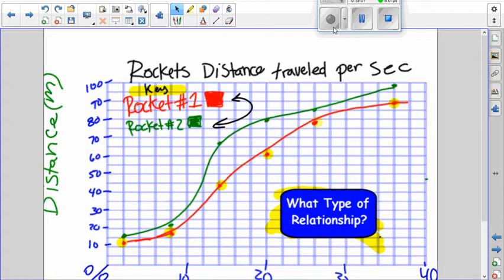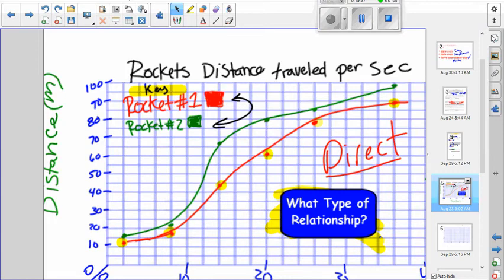So here, as time goes up, as we go to the right, what do the rockets do? They go up, right? Okay, so if they're both going up, what kind of relationship is that? Direct. You got it. This is a direct relationship. On your quiz, you won't have to write that on your graph. I will give you a place where you can just circle direct or indirect, probably. I just want you to know that's a direct relationship.